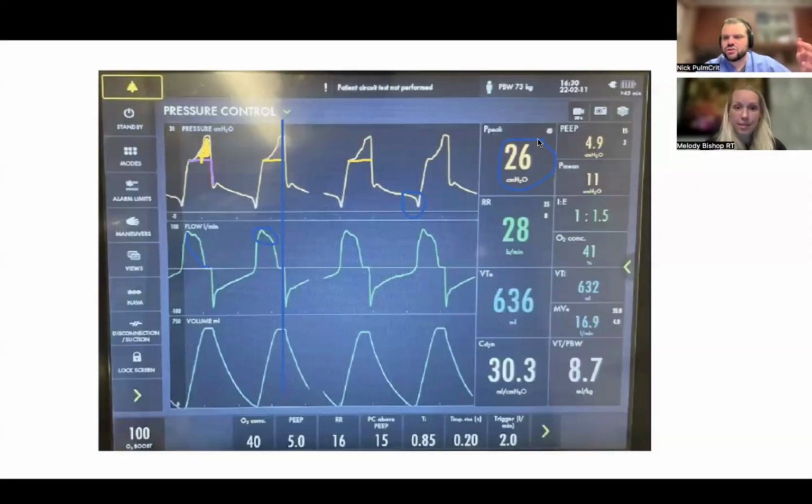I don't know, do you leave them on pressure support in this situation? Would you just leave it, or would you sort of take the vent out of their way, see what they're doing, and then try to retrofit the vent to what they want, or would you just leave it?